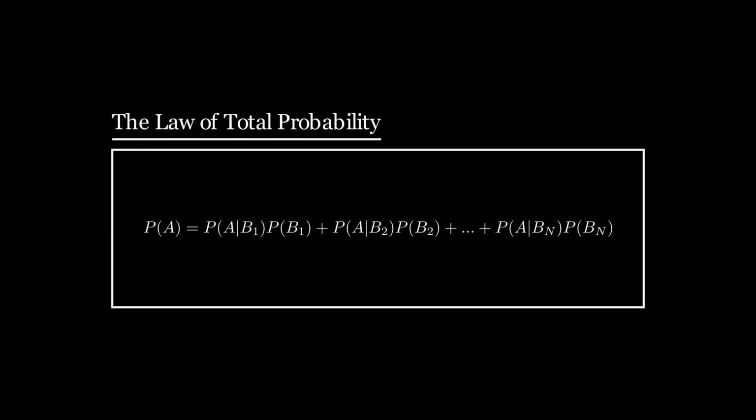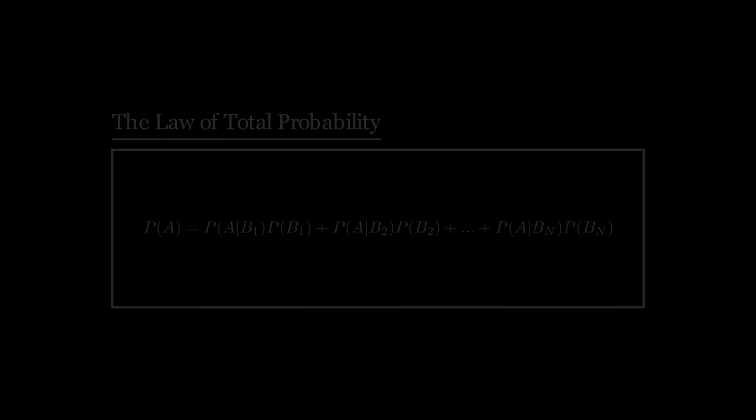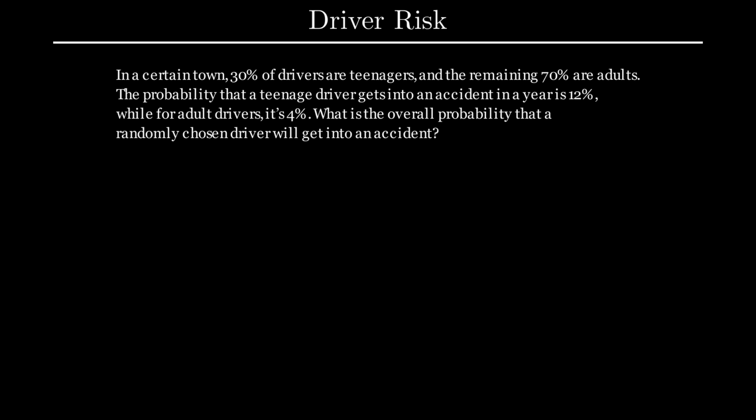Now let's move on to another example. In a certain town, 30% of drivers are teenagers, and the remaining 70% are adults. The probability that a teenage driver gets into an accident each year is 12%, while for adult drivers, it's 4%. What is the overall probability that a randomly chosen driver will get into an accident?